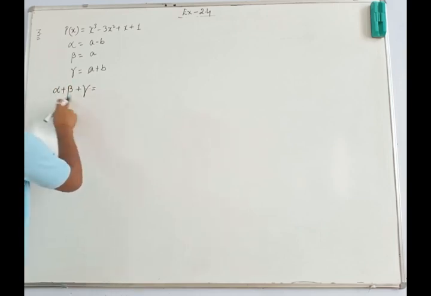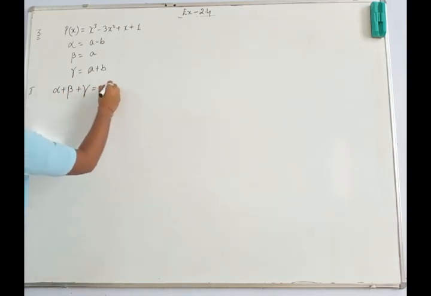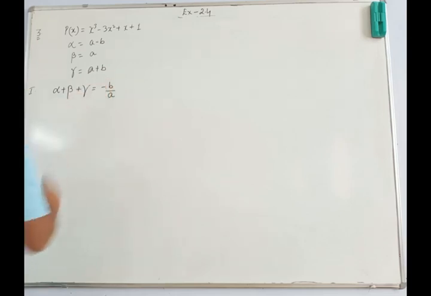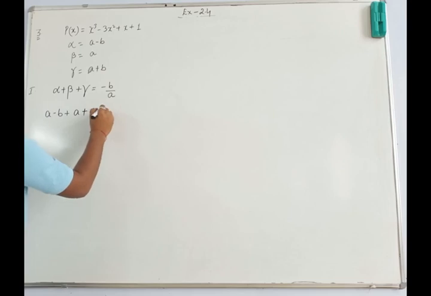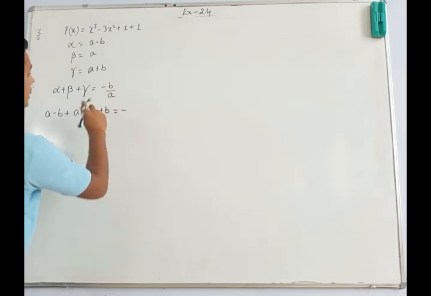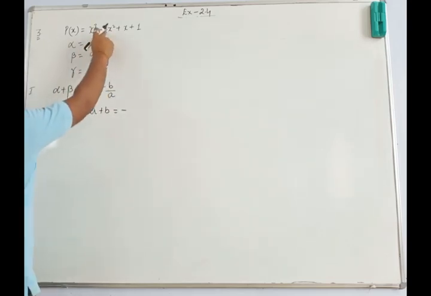Sum of all zeros of a polynomial gives you minus b upon a. Is it clear? Now we will be putting the respective values of alpha, beta, gamma and b upon a. So the value of alpha is a minus b. The value of beta is a. The value of gamma is a plus b, equals to minus b upon a. B is what? Minus 3.